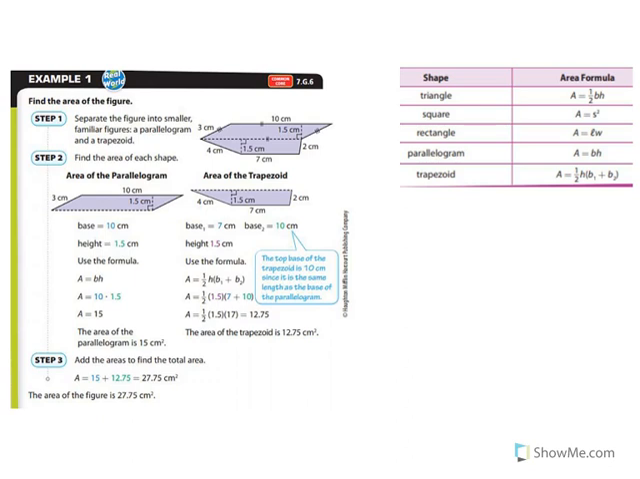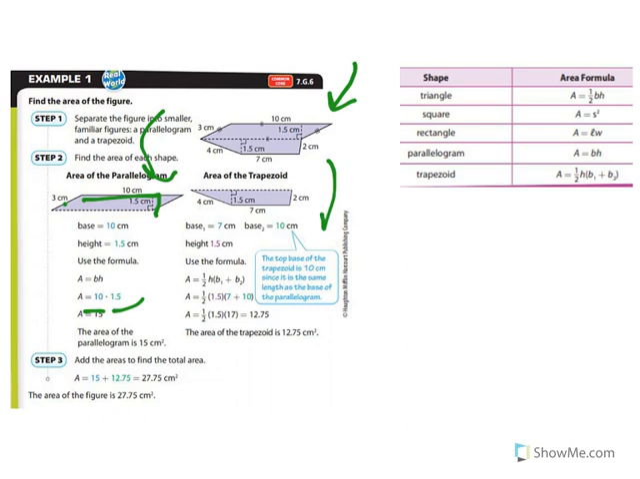This is an example here of using that. Separate the figures into smaller figures, parallelogram and a trapezoid. So you can see how that was applied. They have the parallelogram there inside. We have the base times the height. There's your base, there's your height. And it's already incorporating half of the other side there, so that's why there's that formula.